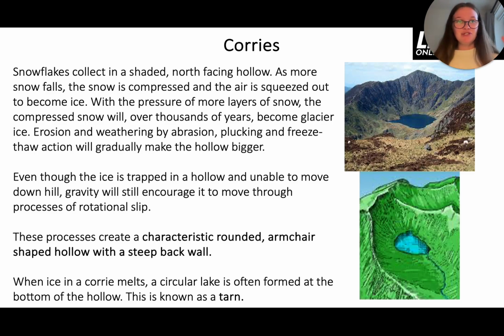It over-deepens through abrasion. Freeze-thaw gets the sediment in there. Plucking takes it over that lip. Rotational slip is happening there as well. Even though the ice is trapped in a hollow and unable to move downhill, gravity will still encourage it to move through the process of rotational slip. These processes create a characteristic rounded, armchair-shaped hollow with a steep back wall. When the corrie ice melts, a circular lake is often left behind, forming at the bottom of the hollow. This is known as a tarn.